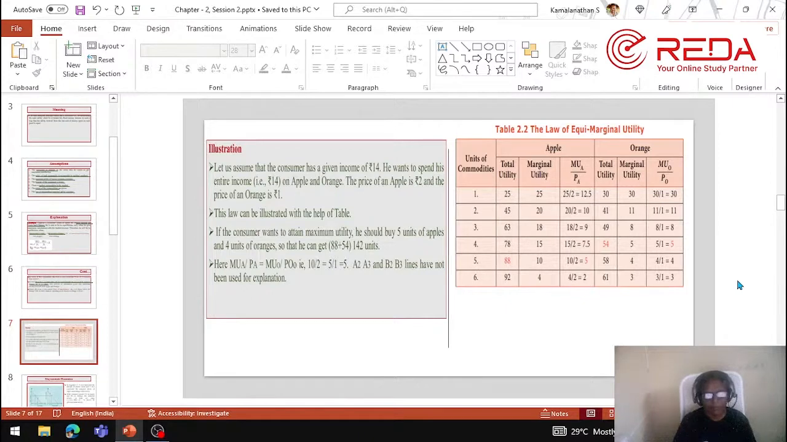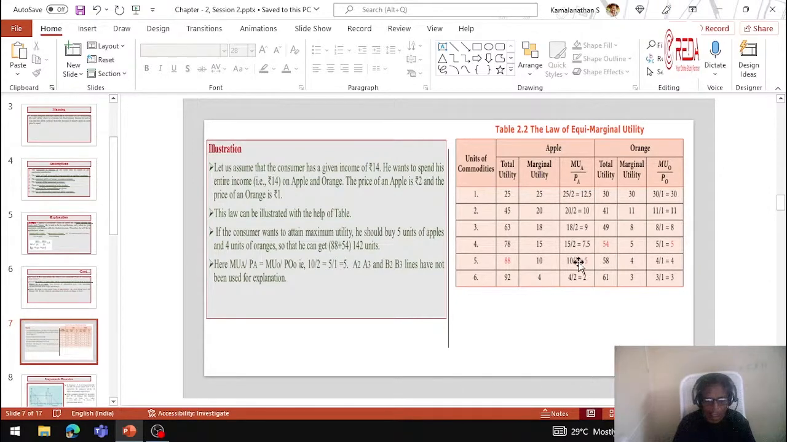See here, the consumer will be attaining maximum utility when he buys 5 units of apples. Okay, 5 units of apples. How? Here you see the marginal utility of consuming apple. At purchasing 5 units of apple, the consumer is getting 5. The marginal utility of apple is 5 when he is purchasing 5 units of the commodity.